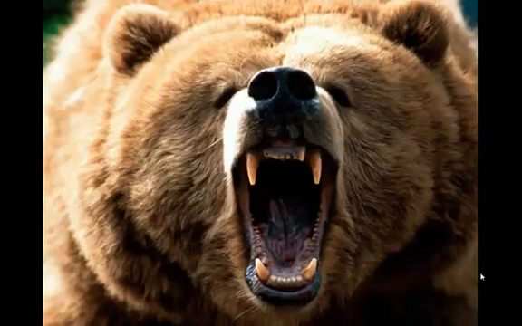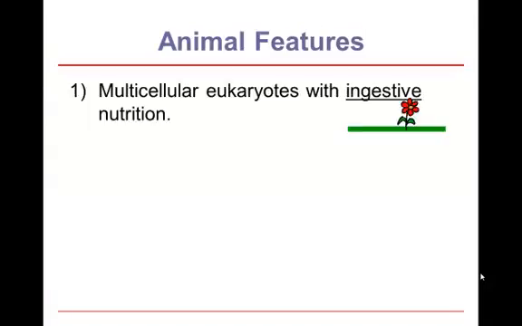Oh, and there's a big animal. Okay, so the first feature that we can mention is that animals are multicellular eukaryotes that have ingestive nutrition. It means they eat parts or entire other organisms. This is the way that humans eat. This is the way this little cartoon eats. I'm not sure what that animal is supposed to be. It looks like a bear, but it has the teeth of a rodent, and so it's probably neither.